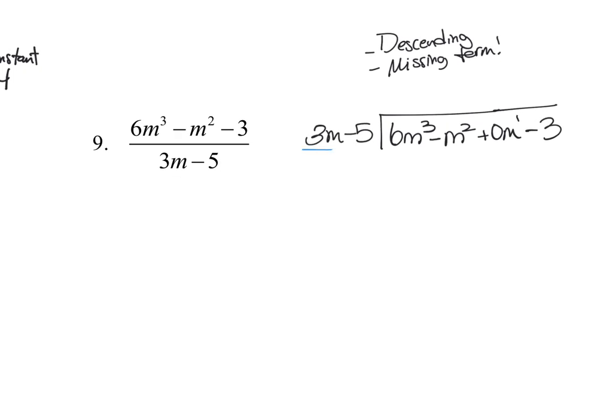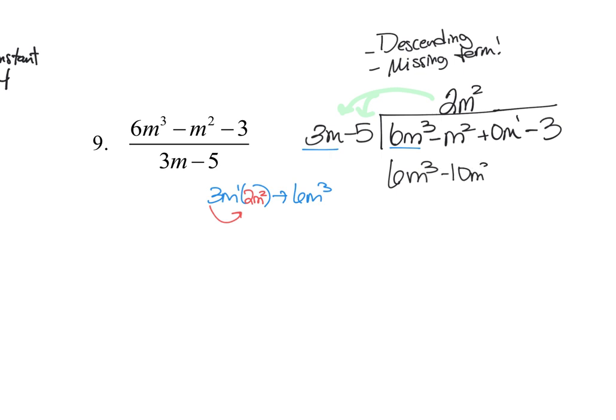All right, so what have I got? 3m. I got to multiply it by something to get what? 6m to the third. Well, 3 times 2 will give me 6. And m to the first means I'm going to need 2 more to make 3. So that's what I'll multiply by: 2m squared. All right, coming back around. 2m times 6, 2 times 3 is 6, and 2 plus 1 makes 3. And then 2 times negative 5 is negative 10, m squared.